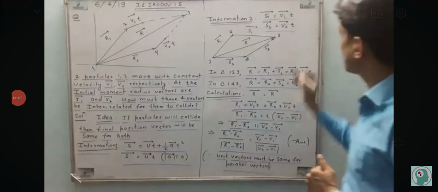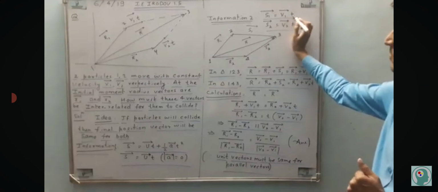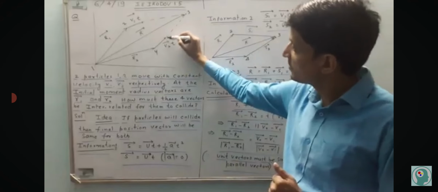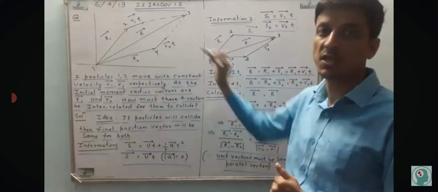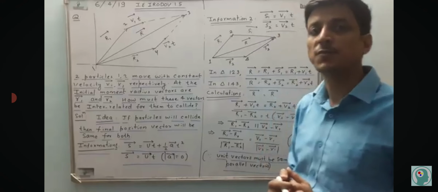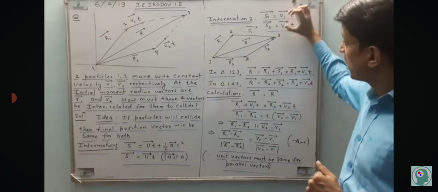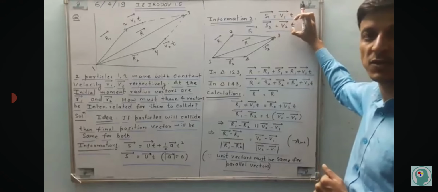0.3. So displacement for the first point will be v1 into t because its velocity is vector v1. Similarly, displacement for the second point will be v2 into t because its velocity is vector v2. So we have vector s1 is vector v1 into t and vector s2 is equal to vector v2 into t.